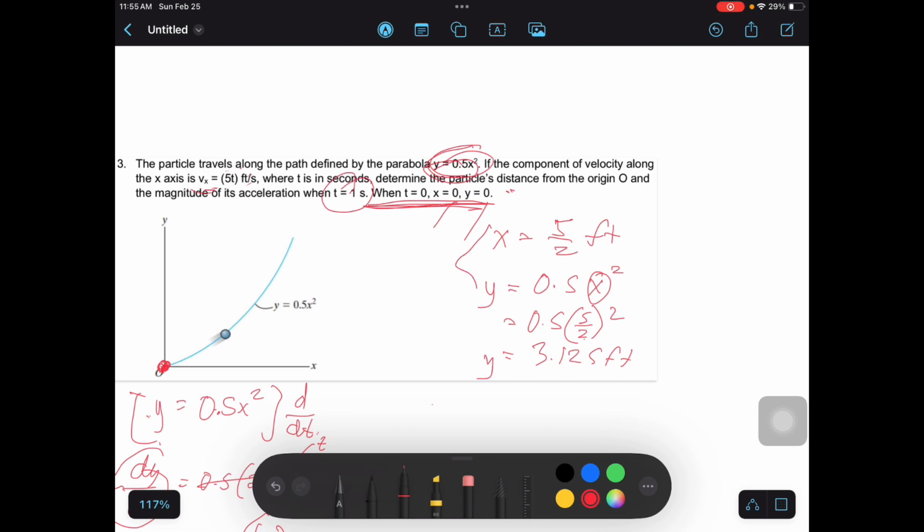So, let's get the resultant of that. That will be the displacement.